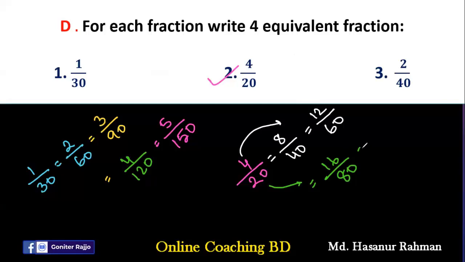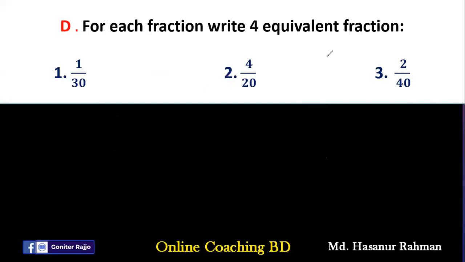If we multiply this one by 5, then what will we get? Simple thing. 5 4s are 20, 5 20s are 100. Very simple. Now number 3. Number 3, we have to find out 4 equivalent fractions of 2 by 40. How will we solve it? Multiply this one by 2.